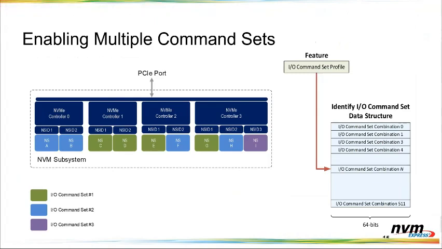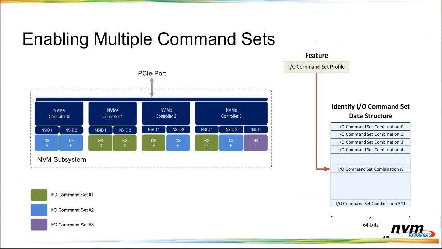In NVMe 2.0, we defined a new mechanism for supporting up to 64 I/O command sets, defined all the pieces necessary to actually support multiple command sets, and defined two new command sets, the zone namespace command set and the key value command set. Matthias and Bill will describe these later. So let's take a look at how this works.